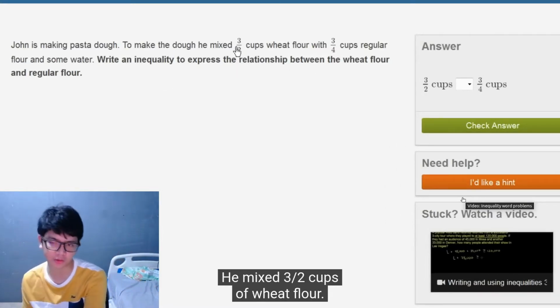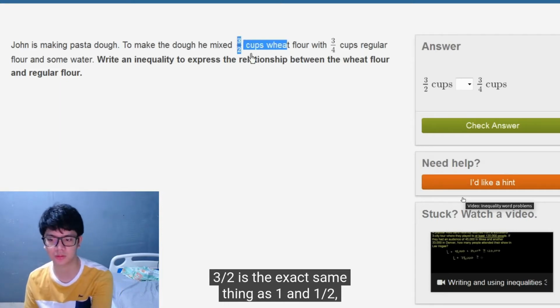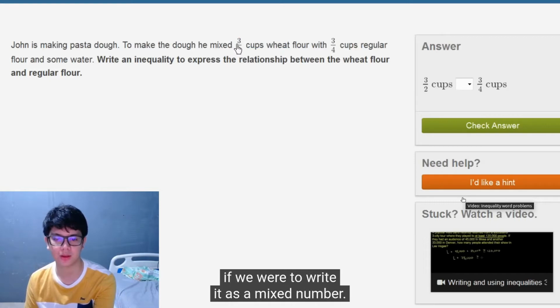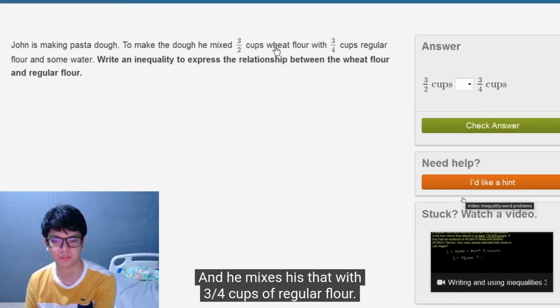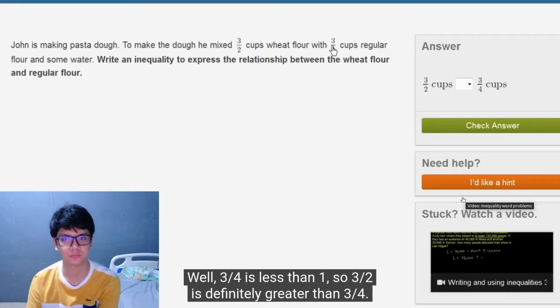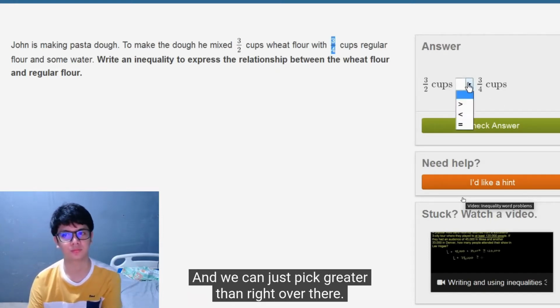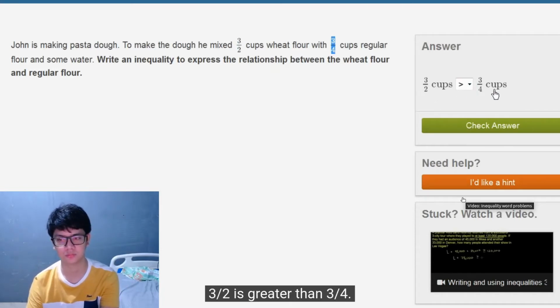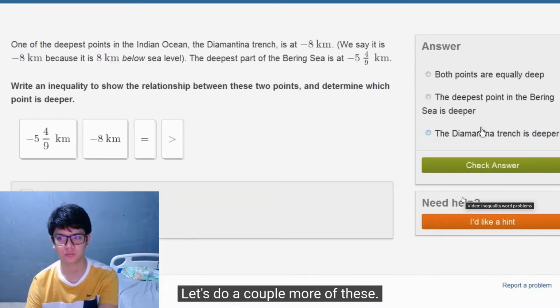So he mixed 3/2 cups of wheat flour. 3/2 is the exact same thing as 1 1/2 if we were to write it as a mixed number. So it's more than 1 cup of wheat flour. And he mixes that with 3/4 cups of regular flour. Well, 3/4 is less than 1. So 3/2 is definitely greater than 3/4. And we can just pick greater than right over there. 3/2 is greater than 3/4. Let's do a couple more of these.